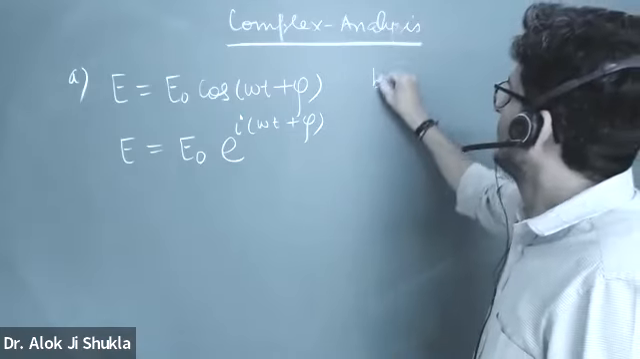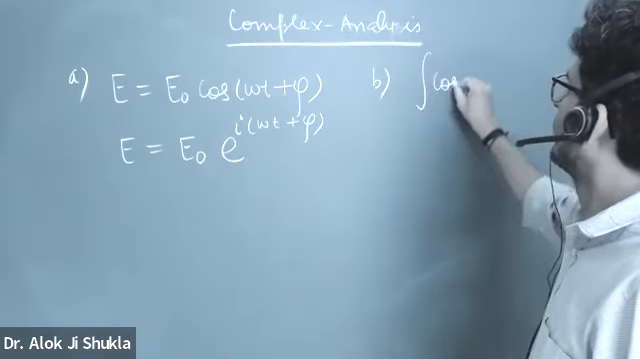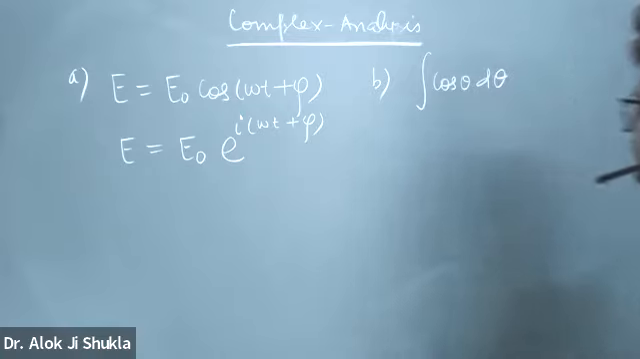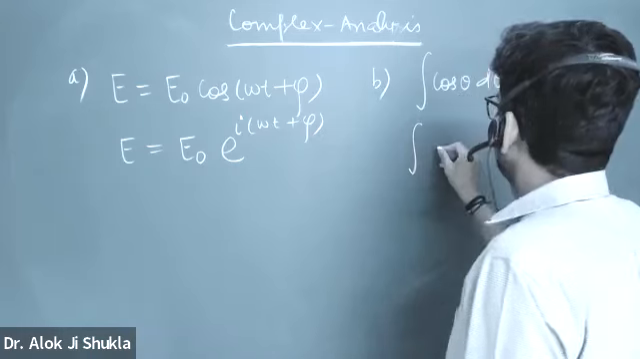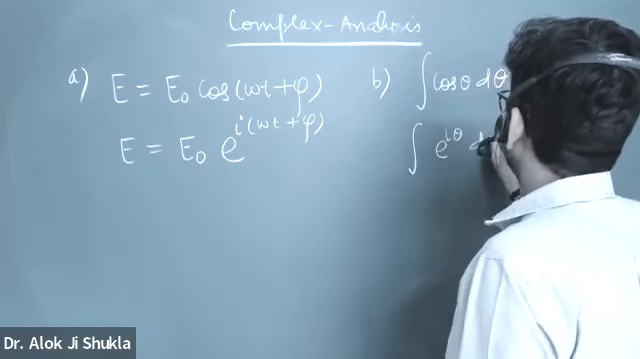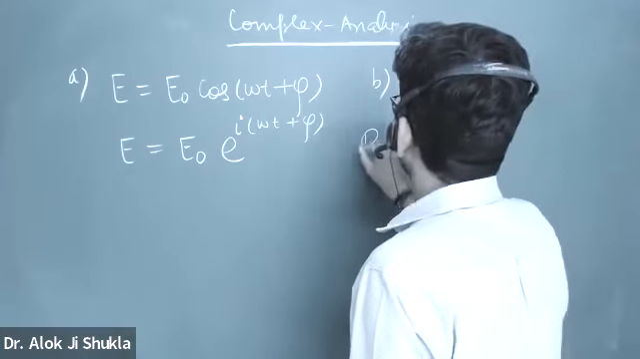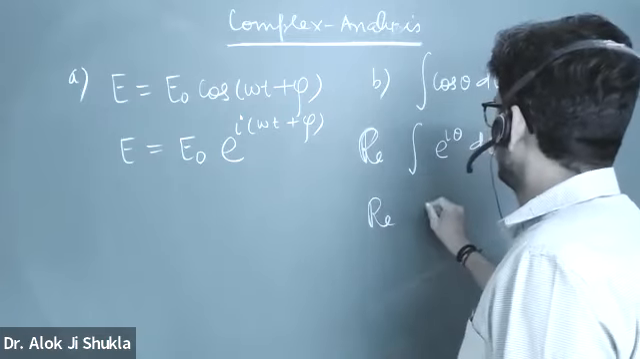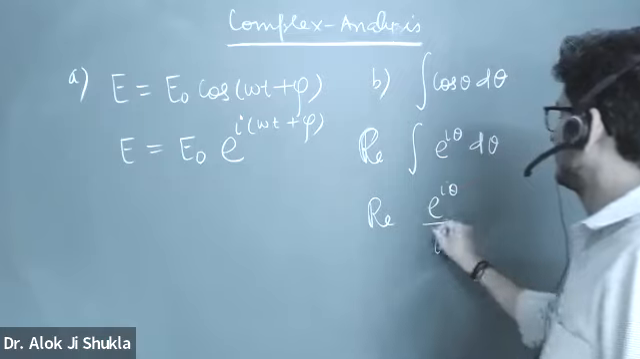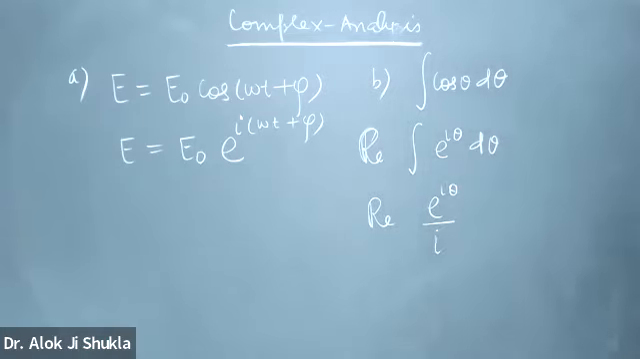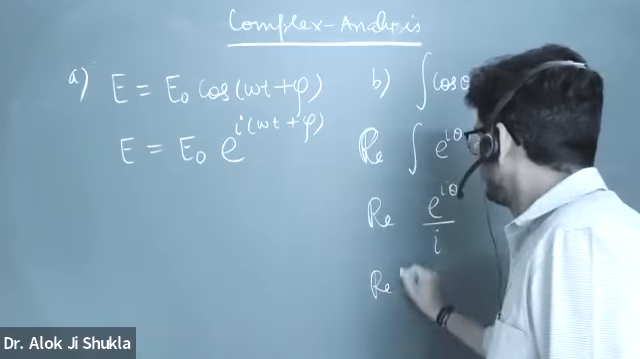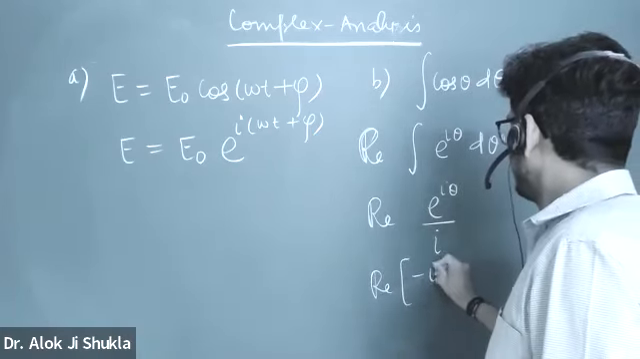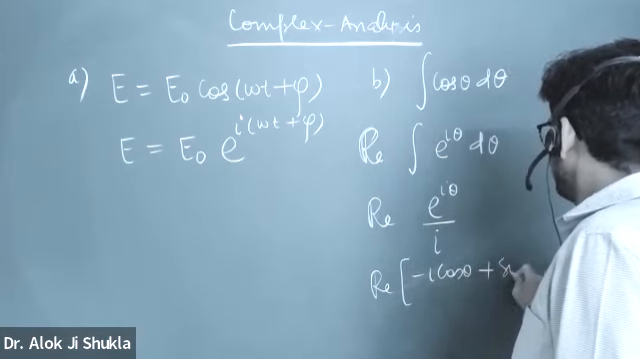Next example I want to give is, suppose I want to calculate integral of cos theta d theta. Suppose I don't know this integral. So what I will do is I will calculate integral e to the power i theta d theta. And I will just take the real part of this, as I told you. Now this integral is so easy, it will become e to the power iota theta by iota. Just iota you have to treat as a number. This will become real of minus iota cos theta plus sin theta. Yes or no?